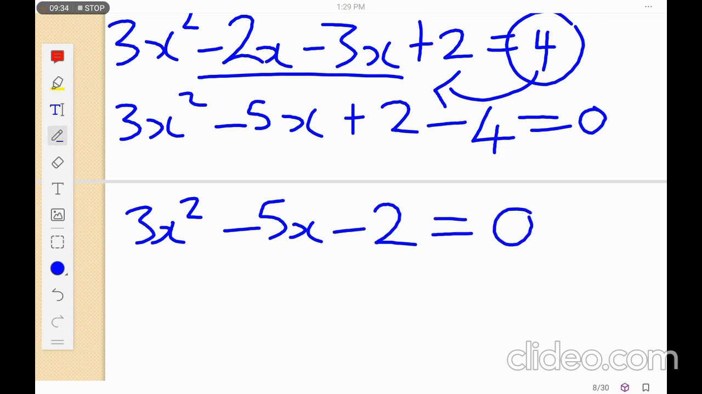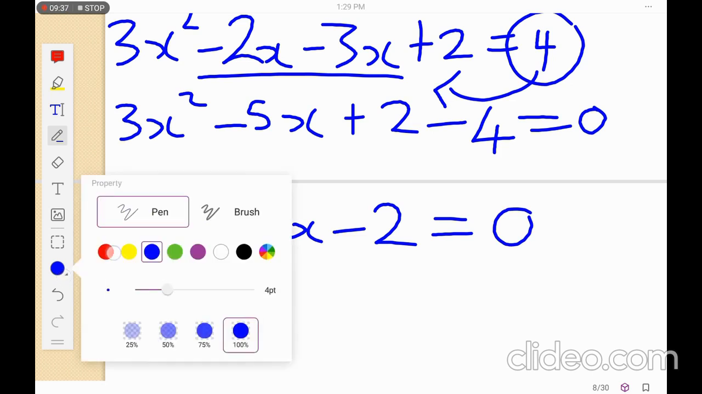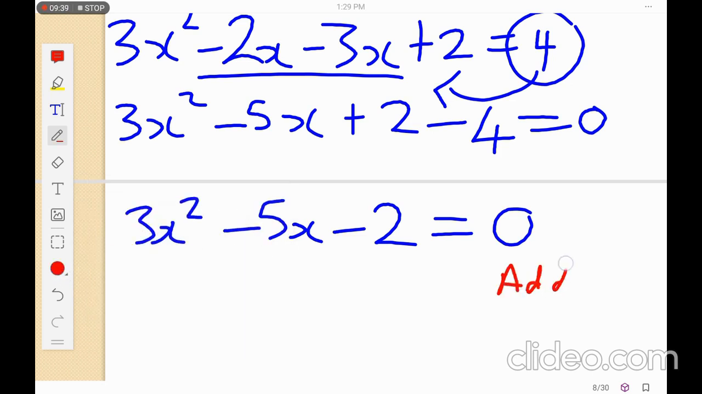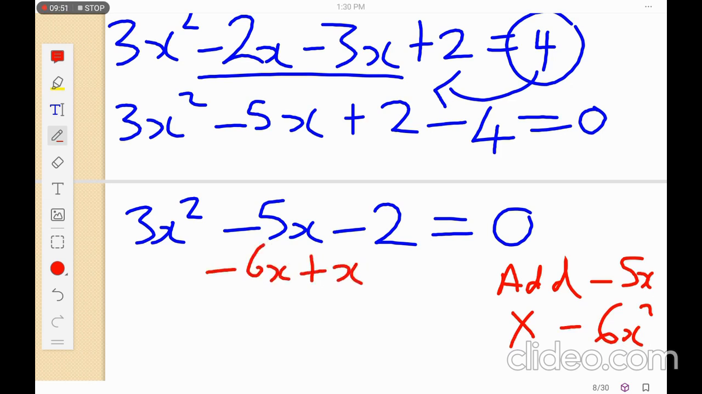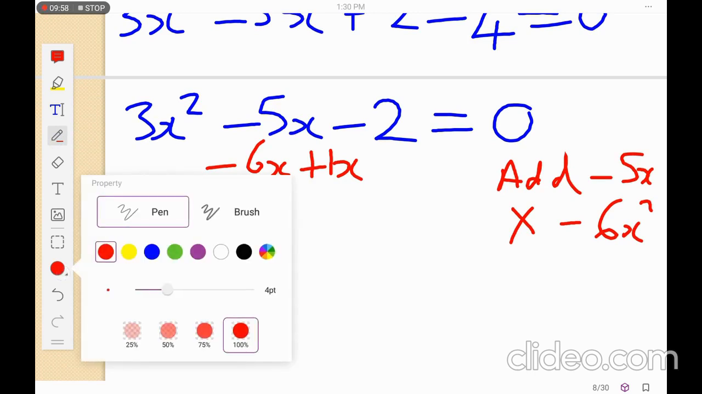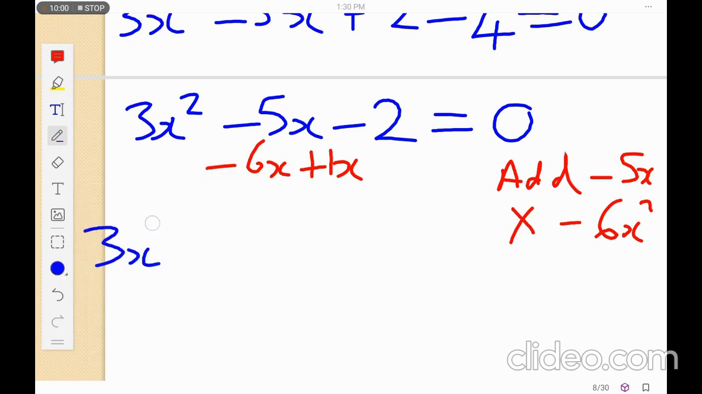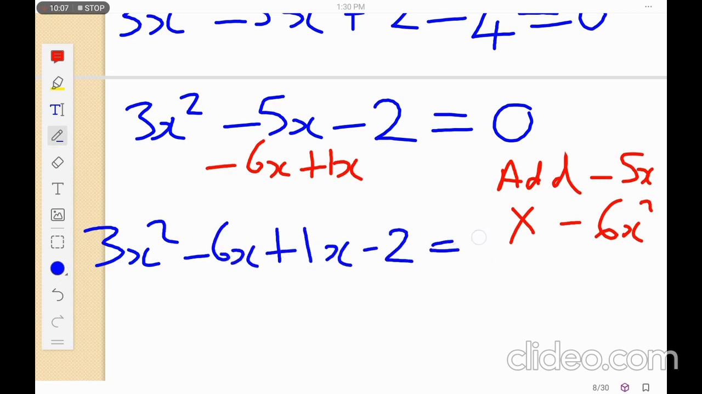0. So we want a number that when we add, we'll get minus 5x. When we multiply, we get minus 6x squared. Okay, so the number that I can think of is minus 6x, then plus x there. Okay, that's the number that I can think of, minus 6x plus 1x there. So we can rewrite this and have it as 3x squared minus 6x, then plus 1x, then minus 2 is equal to 0.